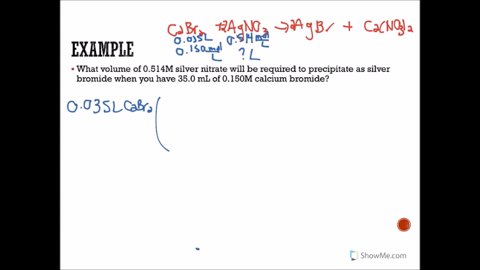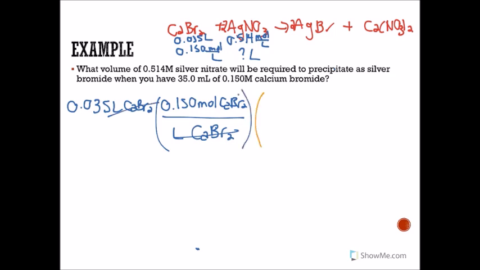And we use that molarity to convert to moles: 0.105 moles of calcium bromide. And the liters goes on the bottom because we need that to cancel off. We've now converted to moles. We need to use our molar ratio. We have calcium bromide on the top, so we'll need 1 mole of calcium bromide on the bottom, and we're looking for silver nitrate. We'll need 2 moles of silver nitrate on the top.